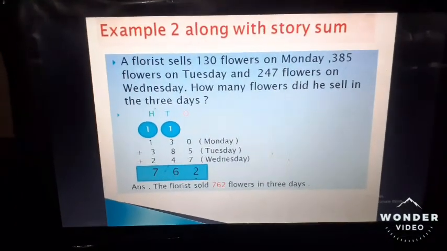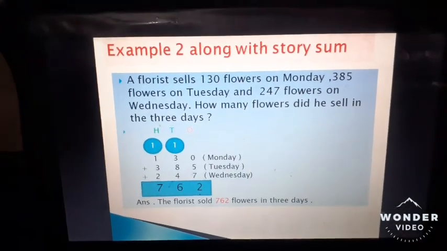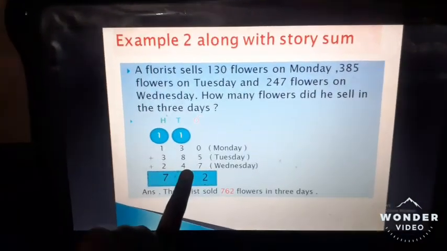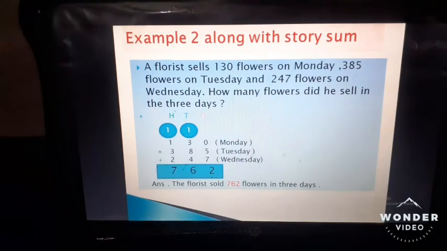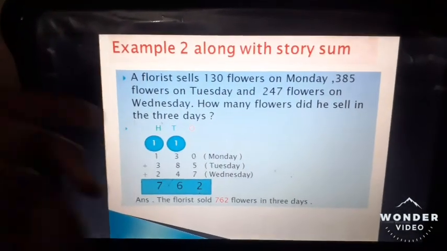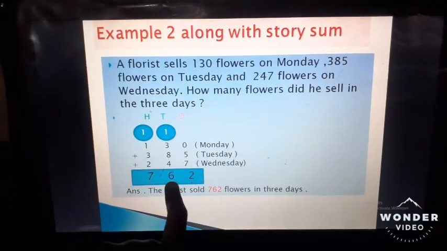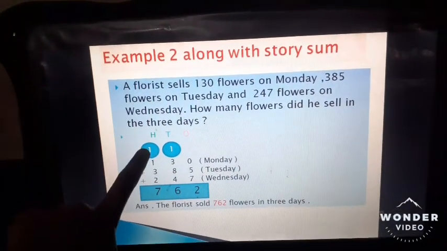So 12 I will keep in my head and for 4 I will open 4 fingers. That is 12 plus 4, that is 13, 14, 15, 16. Now my answer is 16. I will write the 6 of 16 here and 1 will be carry.